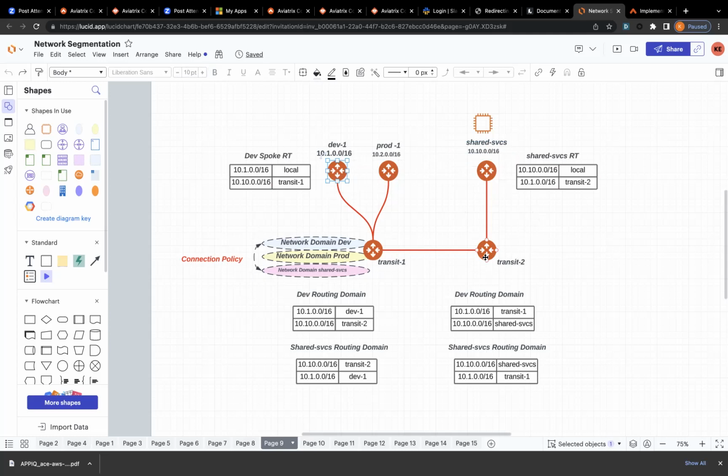One thing to note is that you cannot choose, meaning if there were 100 prefixes inside the domain dev or 100 inside the shared services, it will be all to all. There is no way for you as of today to filter what gets leaked between the different domains.